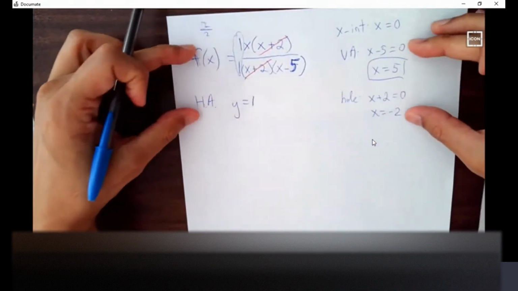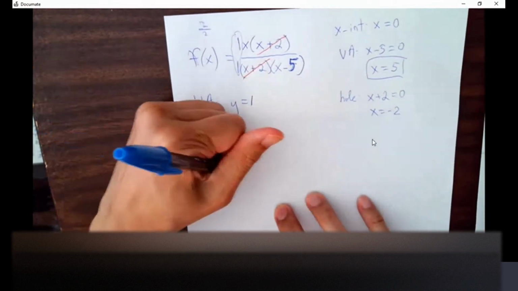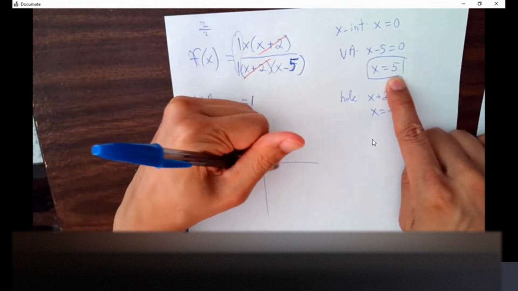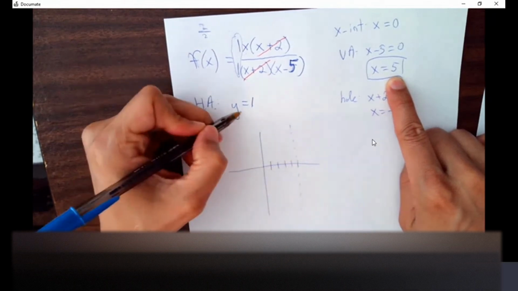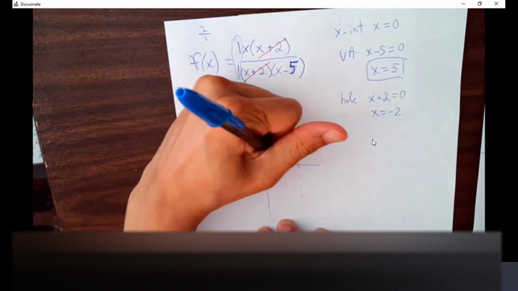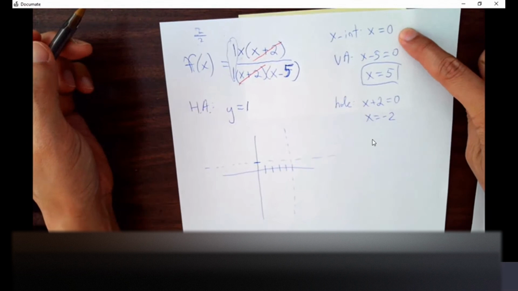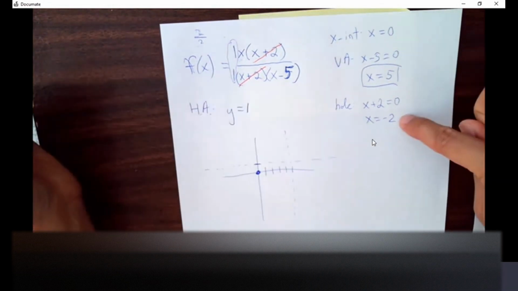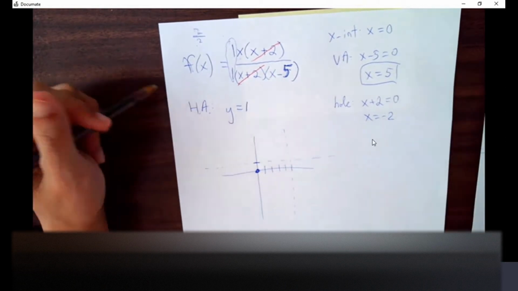So let's graph what this looks like. Let's graph the boundaries, and then we can go to Desmos. So I have a dotted line boundary. I have a horizontal line boundary. I have an x-intercept at (0, 0). I have a hole at x = -2, but I don't know exactly where that hole is yet. So I'm going to go to my graph and find out.